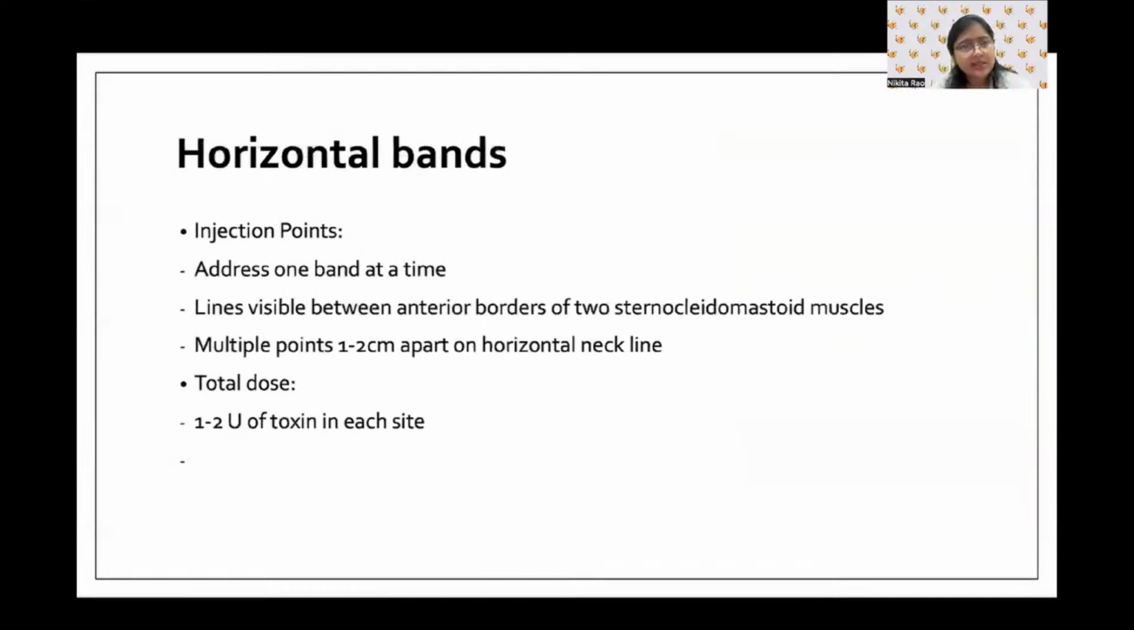For the horizontal bands, again, address 1 band at a time, and the lines that are visible between the anterior borders of the 2 sternocleidomastoid muscles are to be treated only. And multiple points are marked 1 to 2 centimeter apart.